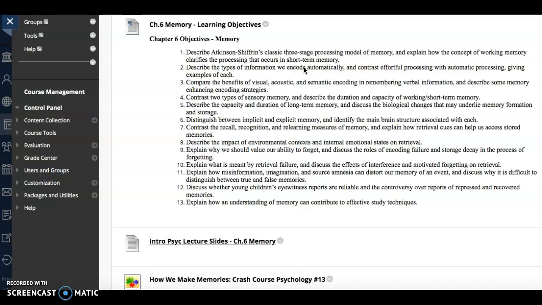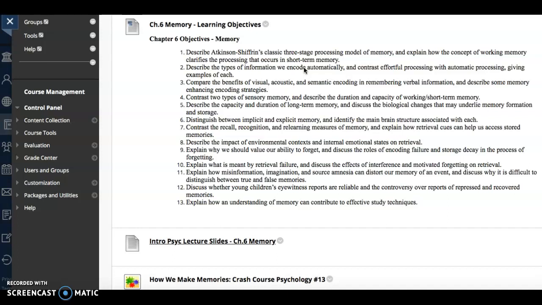You know, whether you're in a good mood or a bad mood, when you're trying to retrieve a memory, it is affected by what kind of mood you were in when you stored that memory. So we'll look at some of those context-specific and memory-dependent memories. Also explain why we should value our ability to forget and discuss the roles of encoding failure and storage decay in the process of forgetting.